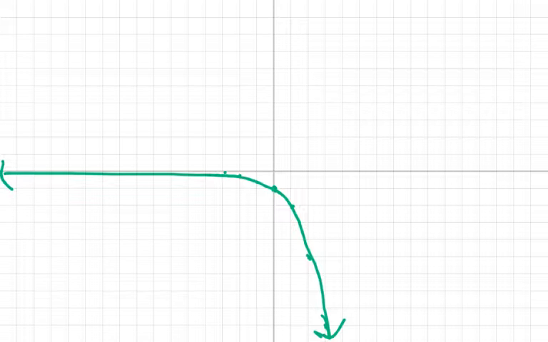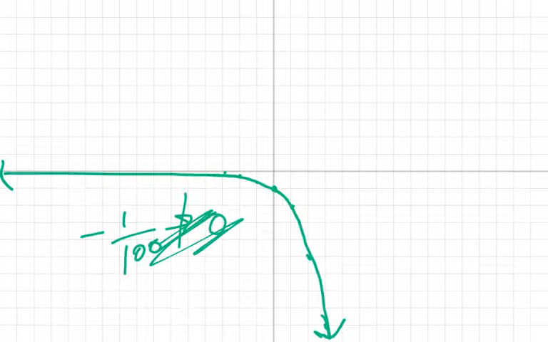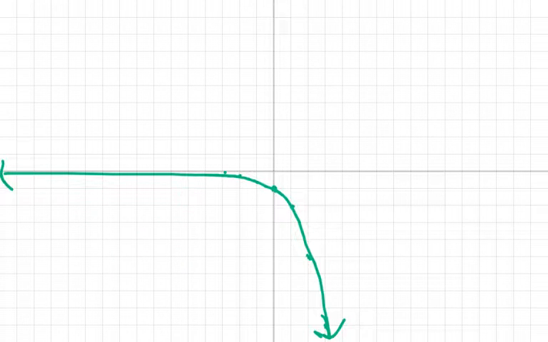So again, it's getting really close to the x-axis, but not crossing it, because there's no value that will make this -1/100 so small that it becomes 0. It's not possible.